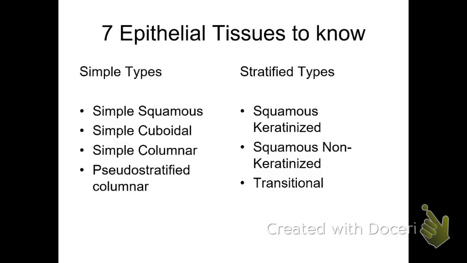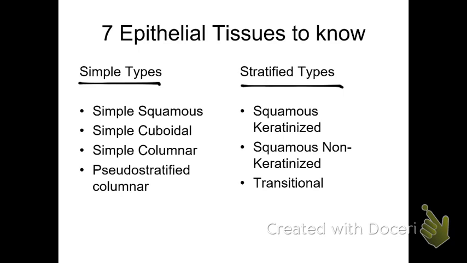So there are 7 epithelial tissues you need to know. There are actually a few more than this list includes, and those you can ignore, and we'll have you skip over those in lecture and in lab. We're going to break these up into groups. So we have 4 different simple epithelia and 3 different stratified epithelia.